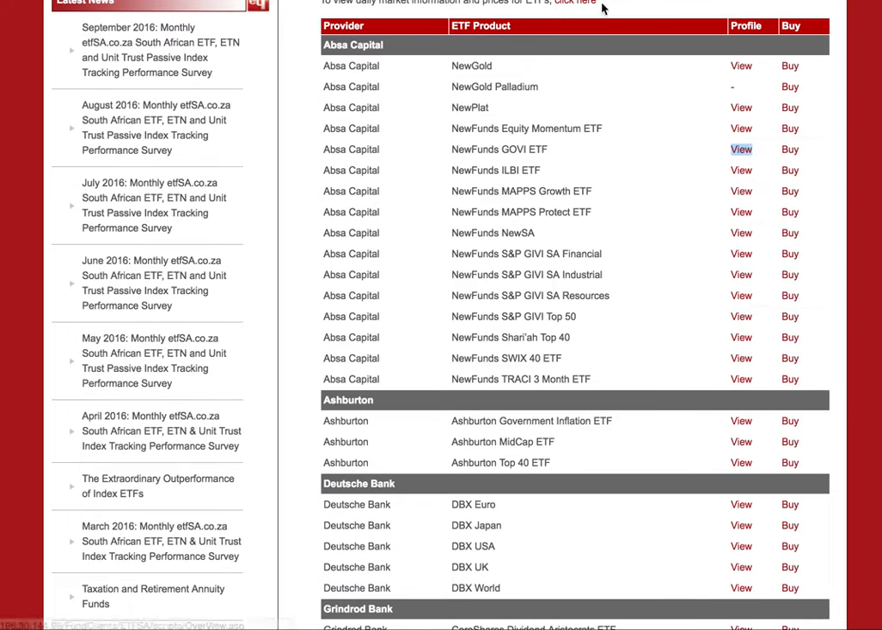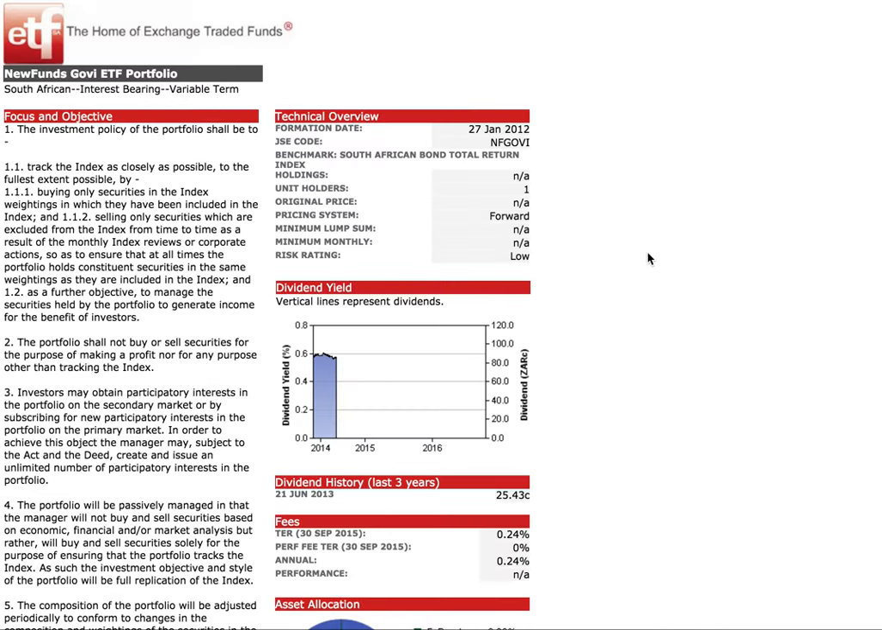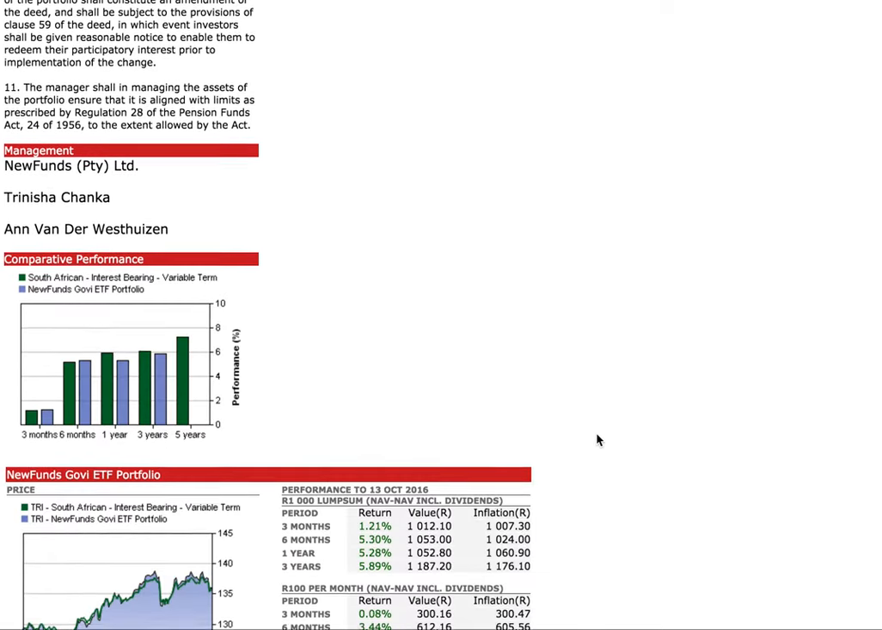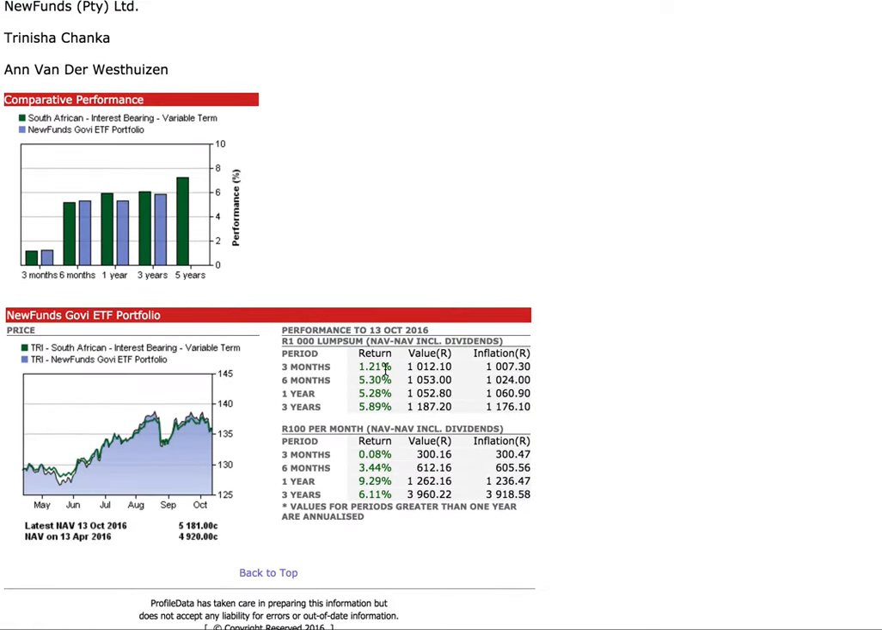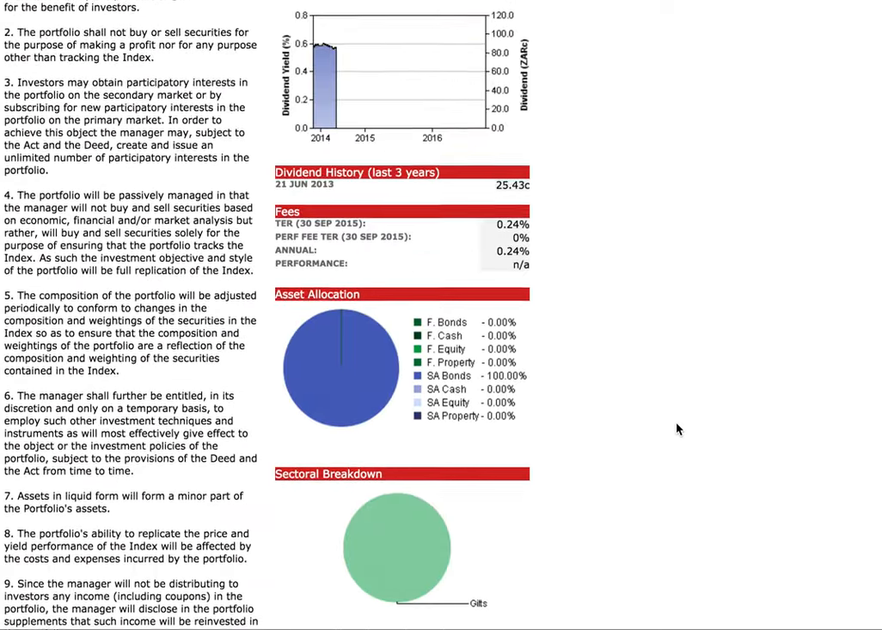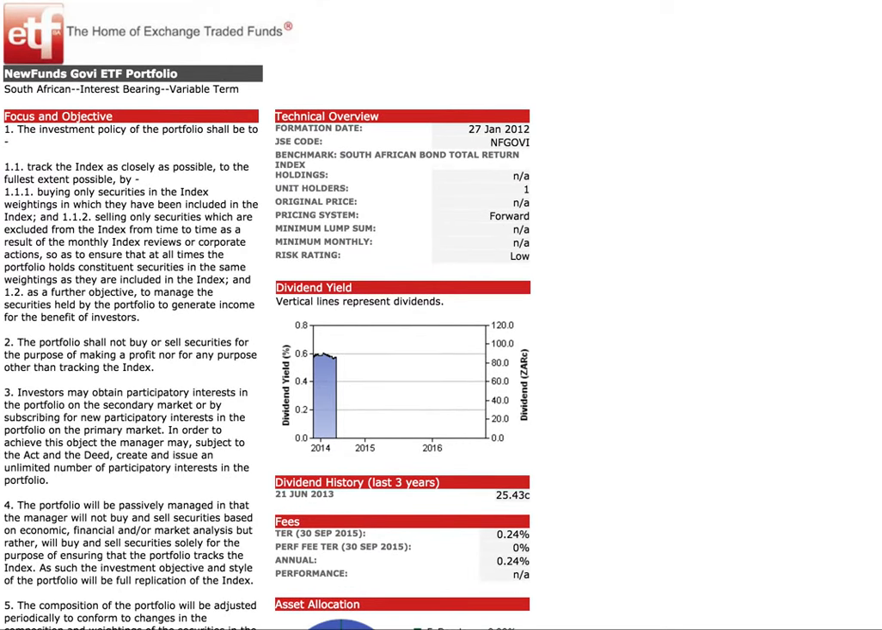So let's say equities are doing badly. How has the bond market been doing? You can see here 100% in South African bonds. Did they do better or worse than equities? And look at that. The bond market is doing better than the equity markets. That's very interesting. Fascinating stuff. Wow. So maybe... No, I'm not giving you financial advice. But that is an interesting thing to see.